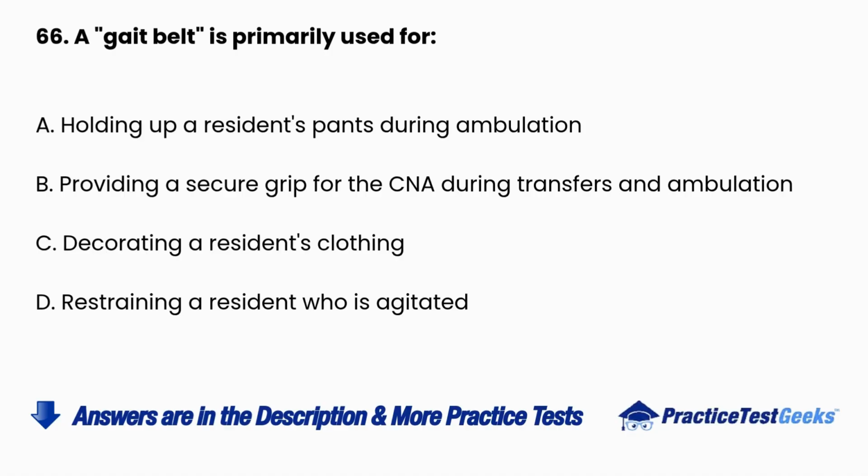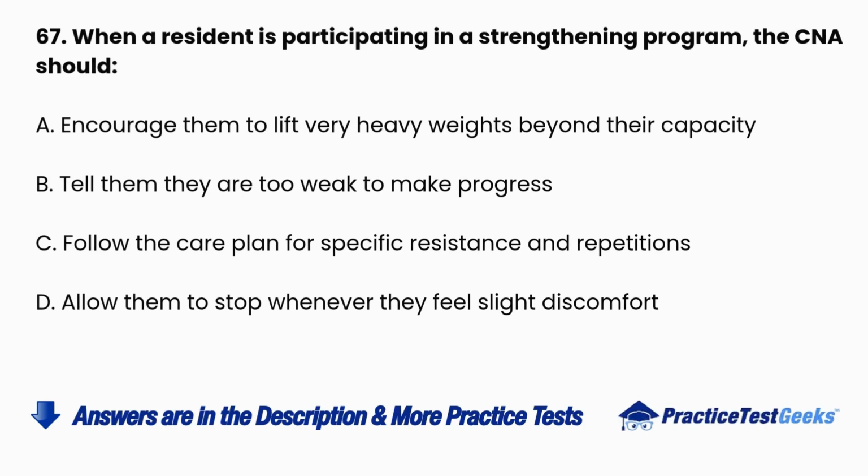66. A gait belt is primarily used for: A. Holding up a resident's pants during ambulation. B. Providing a secure grip for the CNA during transfers and ambulation. C. Decorating a resident's clothing. D. Restraining a resident who is agitated.